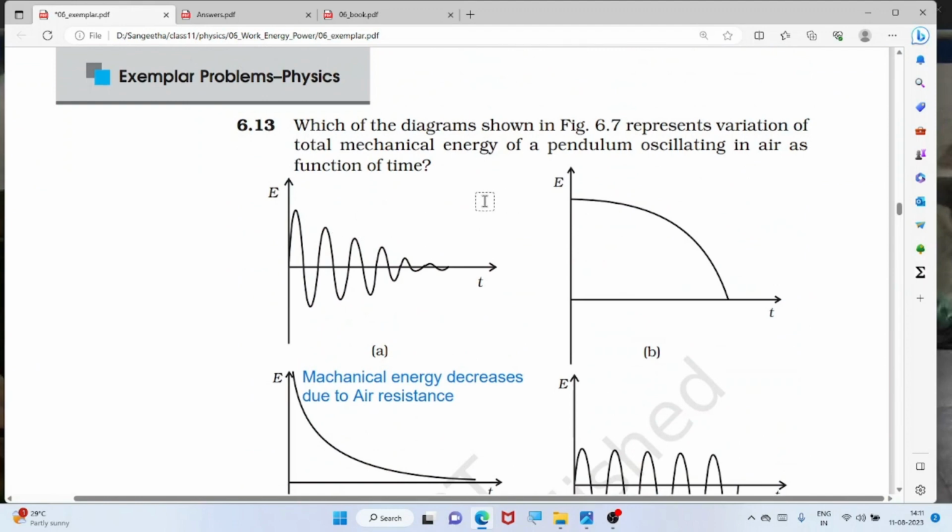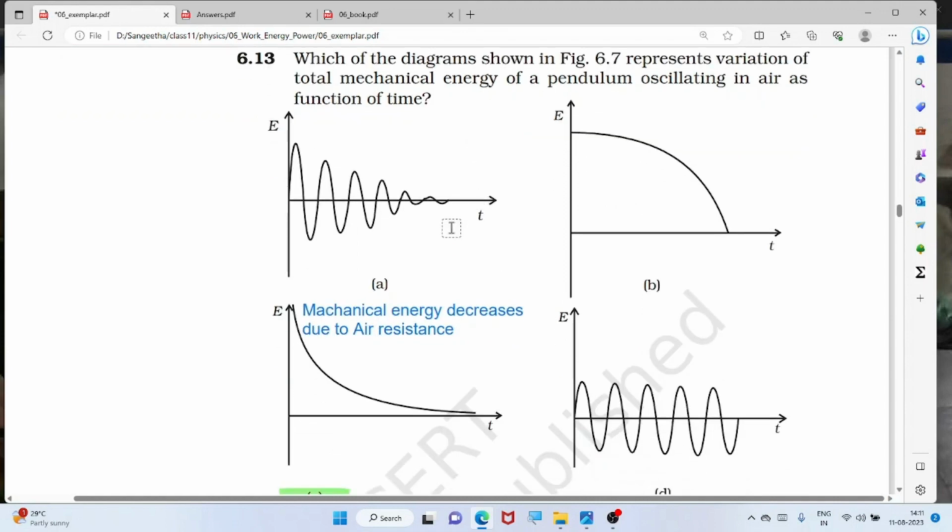Which of the following diagrams shown below represents the variation of the total mechanical energy of a pendulum oscillating in the air? The mechanical energy of the pendulum goes on decreasing because of the air resistance. So it will go on decreasing like this only. It will not oscillate.